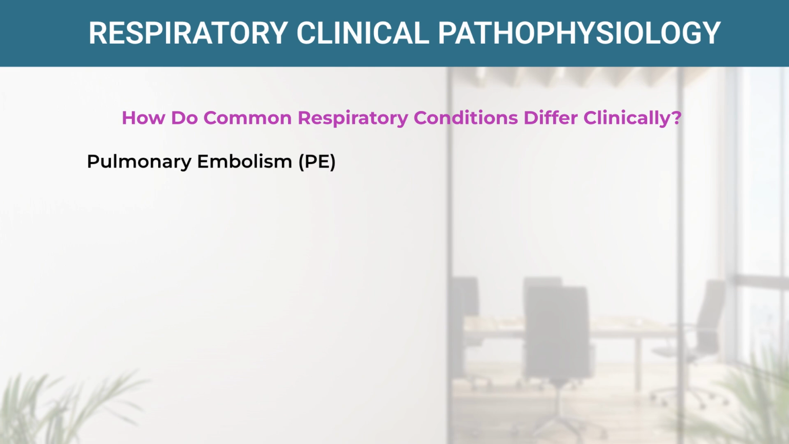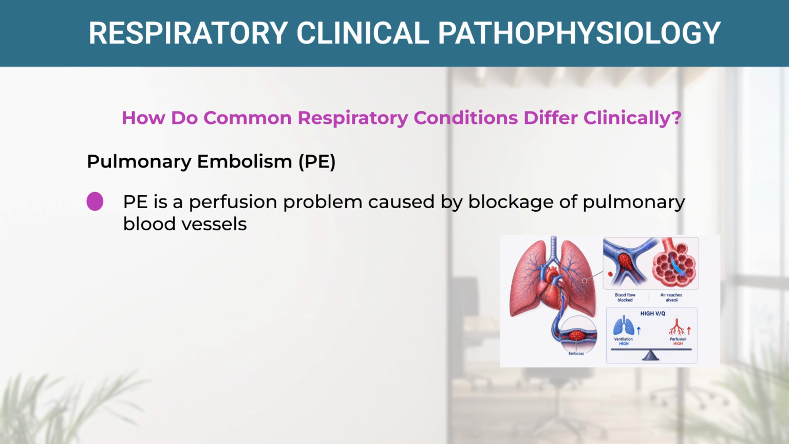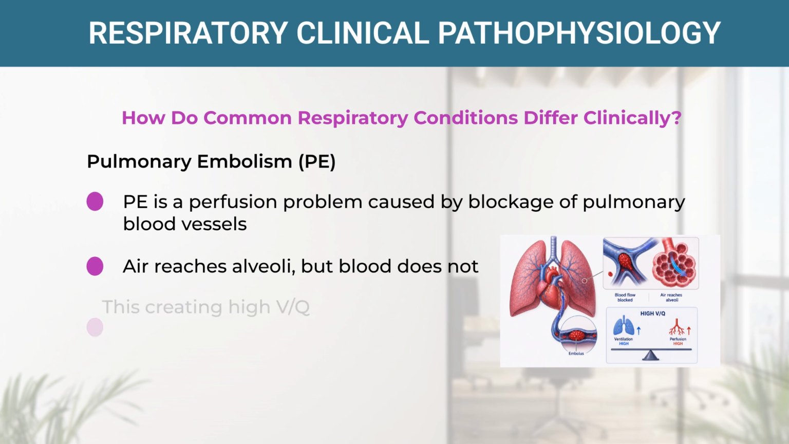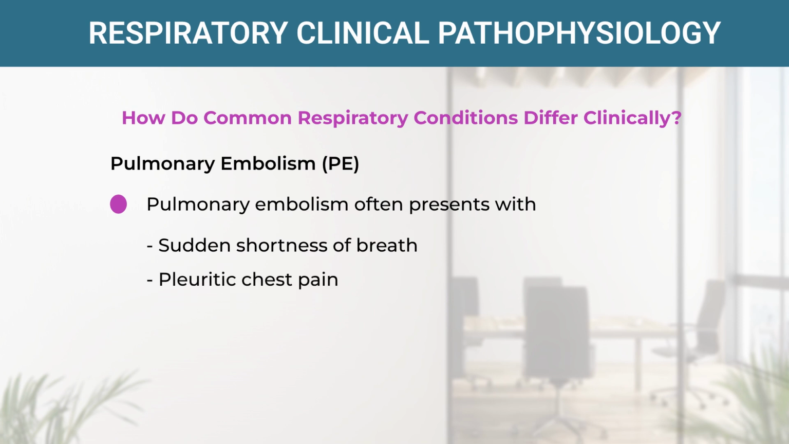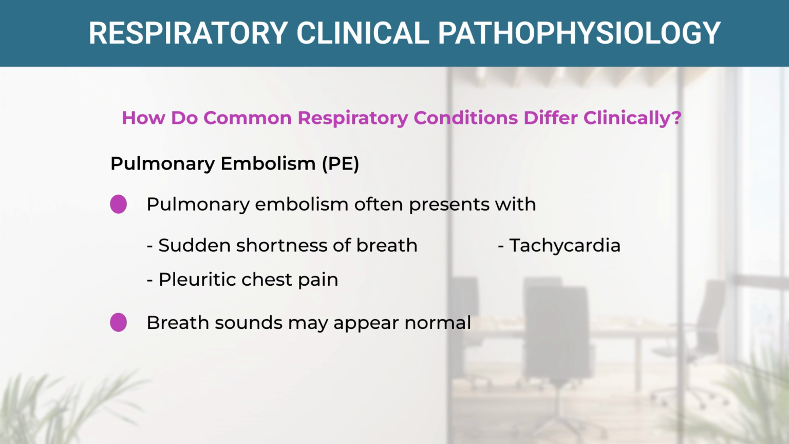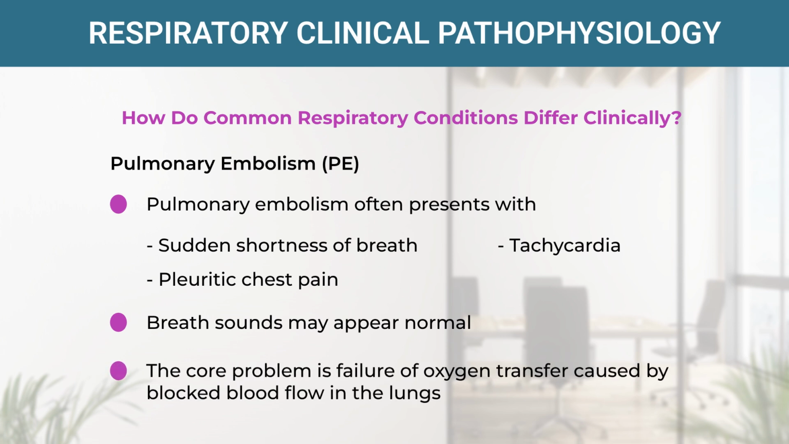Pulmonary embolism. Pulmonary embolism is a perfusion problem caused by blockage of pulmonary blood vessels. In this condition, air reaches alveoli, but blood does not, creating high ventilation and perfusion. Pulmonary embolism often presents with sudden shortness of breath, pleuritic chest pain, and tachycardia. Breath sounds may appear normal. The core problem is failure of oxygen transfer caused by blocked blood flow in the lungs.